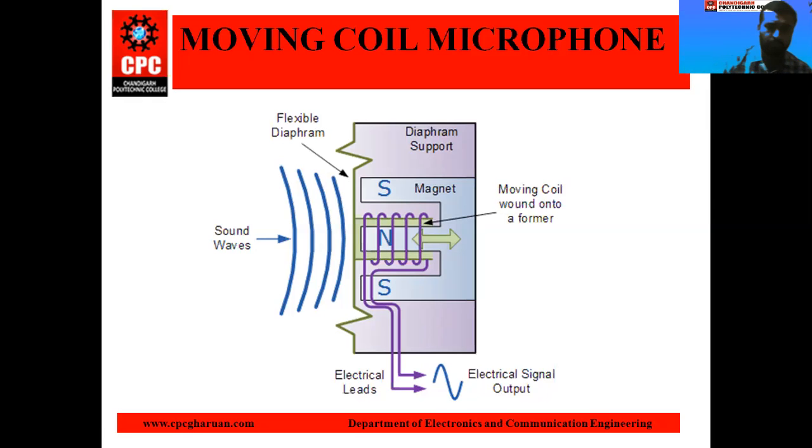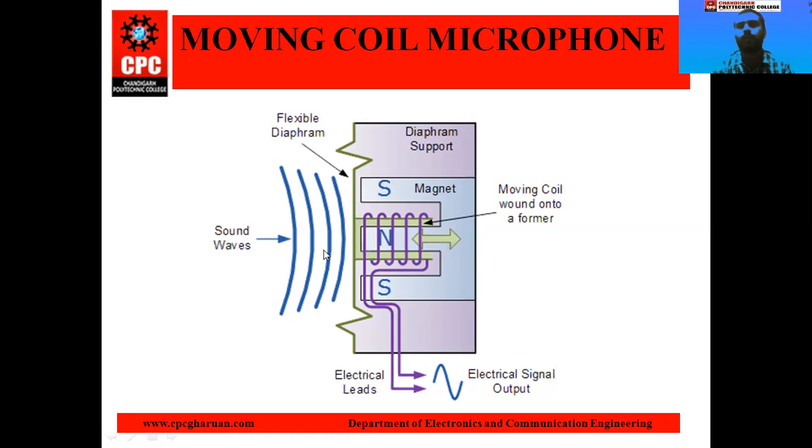Right hand rule. Here is a diaphragm. When a sound signal strikes the diaphragm, there is a coil in between the magnet. According to the sound pressure, the coil moves inside or outside. Due to that, the magnetic lines which come from this magnet are cut by the coil, and a small amount of current flows in the coil, which is obtained from the output. The electrical signal output totally depends on your sound signal.